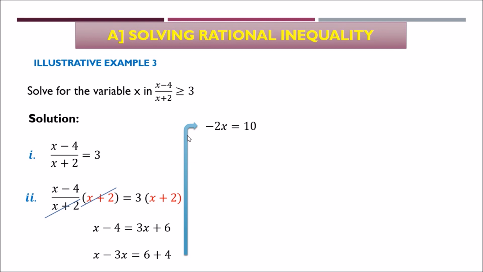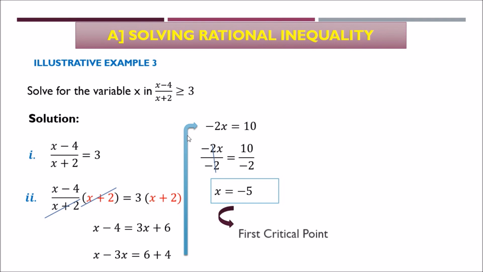Then we have to isolate x. We will divide both sides by negative 2, and we can cancel out negative 2 on the left hand side, and what we have now is x equals negative 5. And x equals negative 5 is the first critical point there.